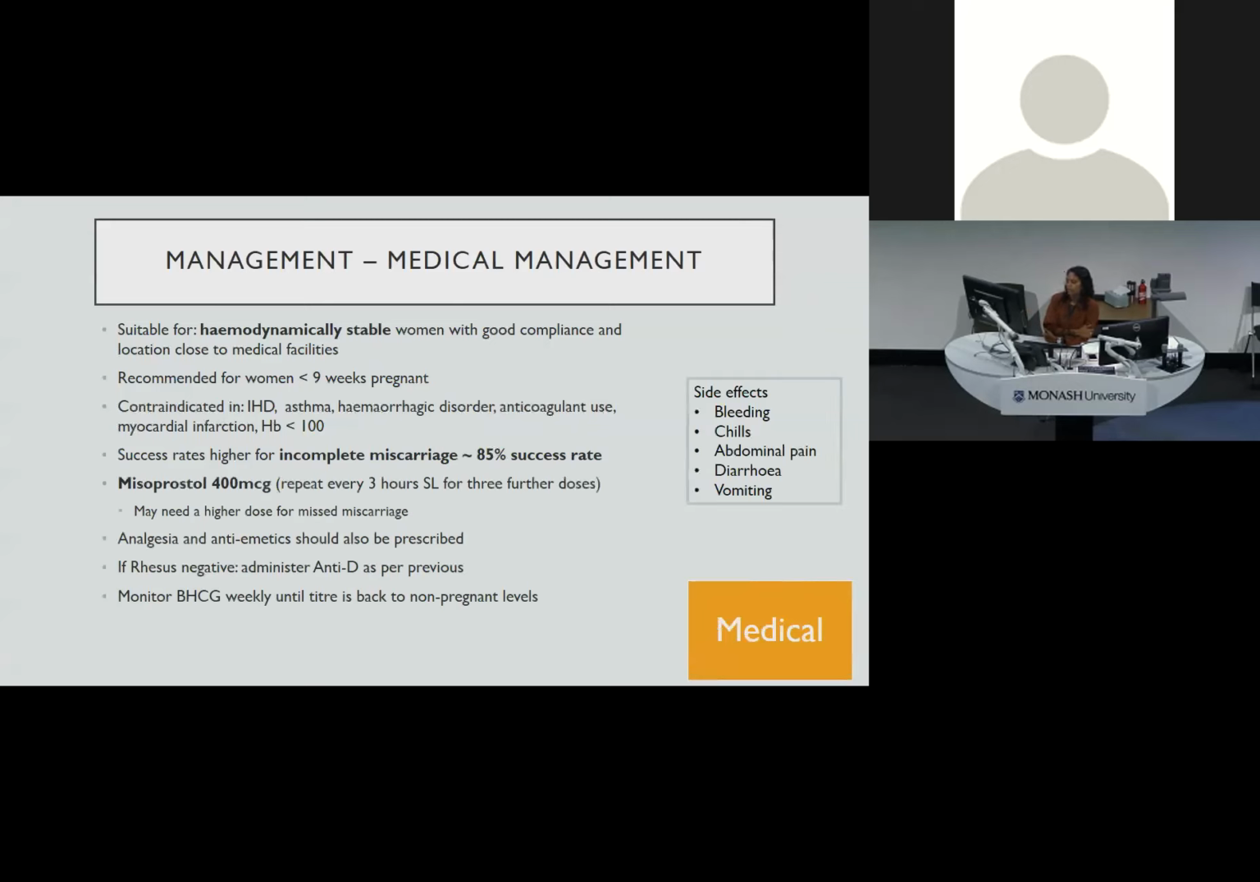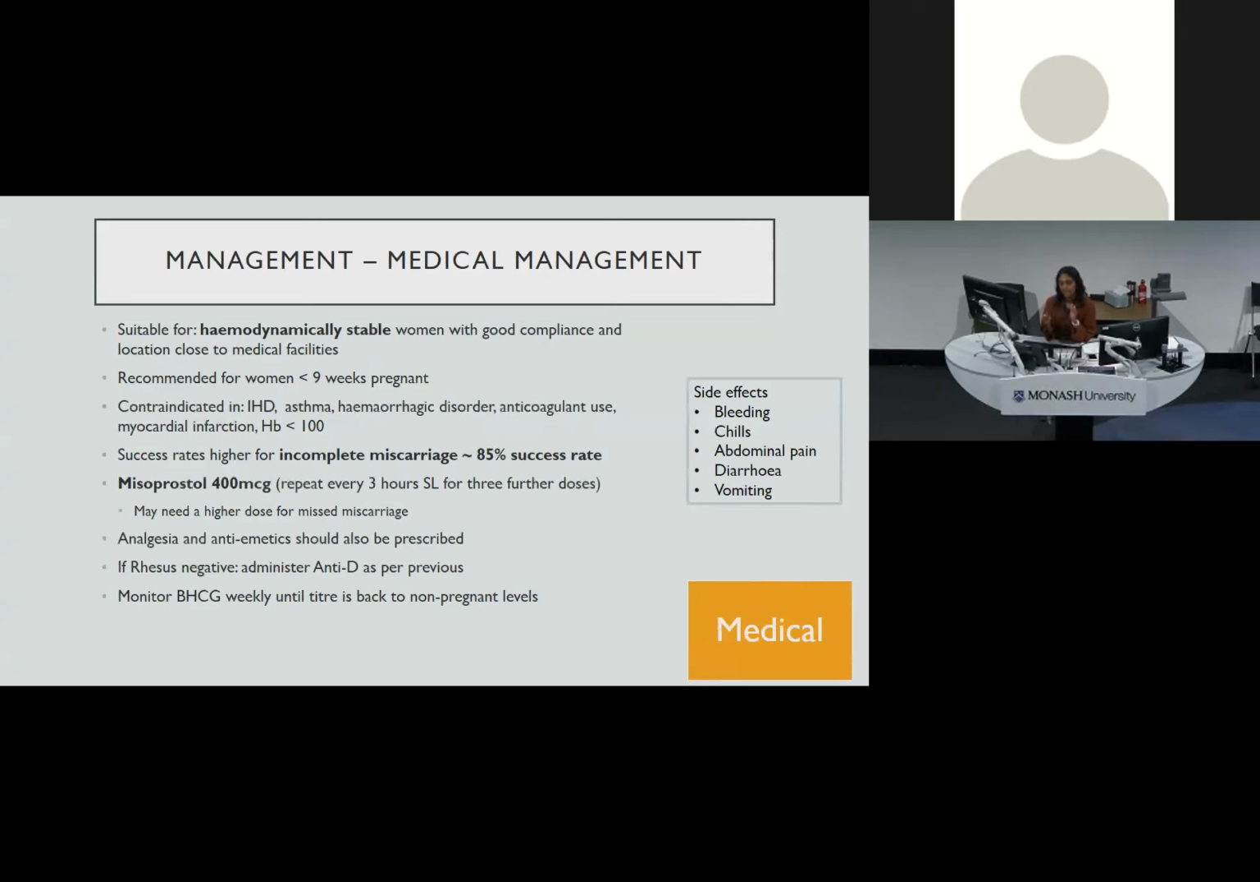So with medical management, the drug that they give is misoprostol, and that is a prostaglandin analog. So essentially this drug primes the uterus to contract, and also assists with that cervical effacement in order to lose the products of conception. So it's administered either vaginally or sublingually. The first dose is 400 micrograms, and then you need to give 3 subsequent doses every 3 hours, and that can be done sublingually. So the first dose is the one where you can give the vaginal dose.